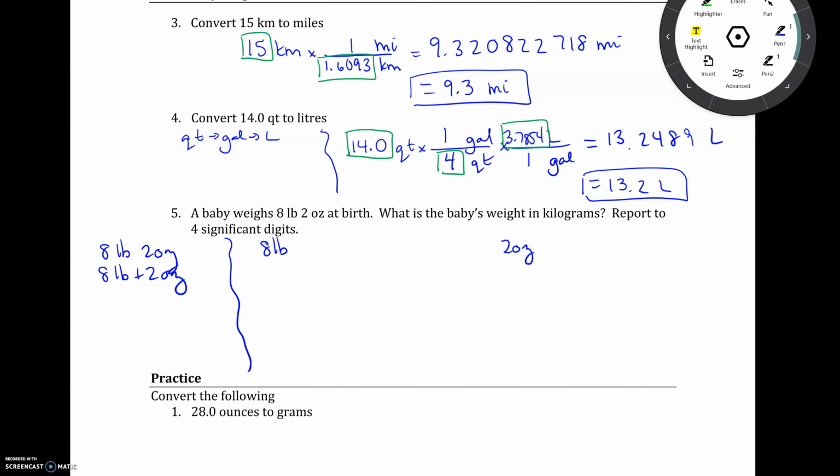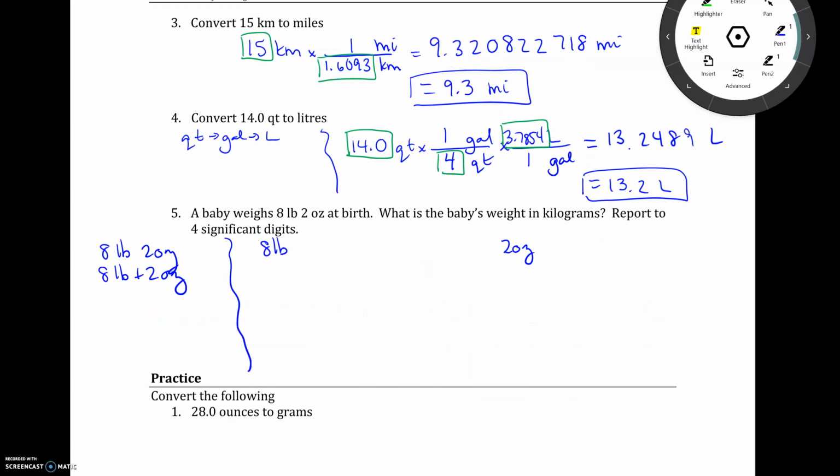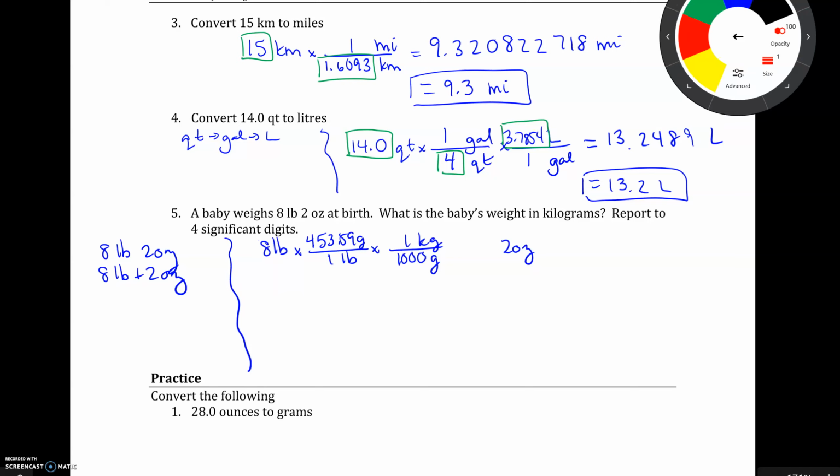So, okay, pounds to kilograms. Do we have a conversion factor that lets us go directly between pounds and kilograms? No, but we do know a conversion factor between pounds and grams, and we know that there's 1,000 grams in a kilogram. So we can line up our conversion factors to let us go from pounds to grams. 1 pound is 453.59 grams, and then we can go from grams to kilograms. There's 1,000 grams in 1 kilogram.